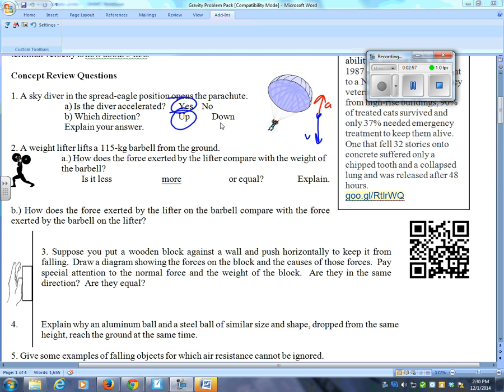A weightlifter lifts a 115 kilogram barbell from the ground. How does the force exerted by the lifter compare with the weight of the barbell? Is it less, is it more, or is it equal? How many people say less? No one says less. How many people say more? How many people say equal? How many people didn't raise their hand?